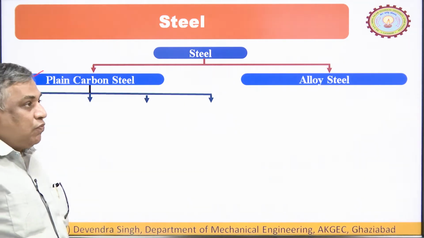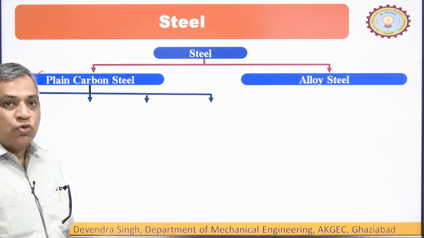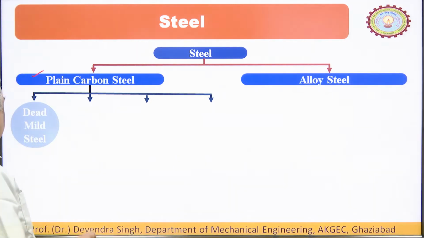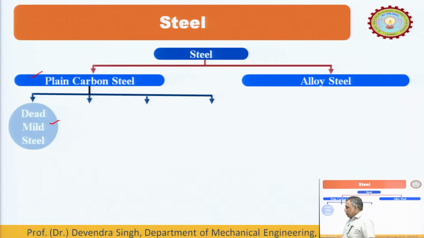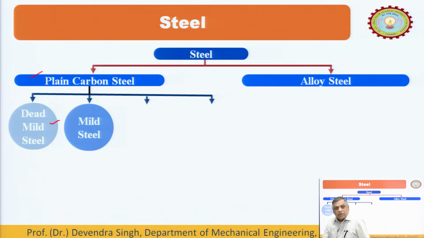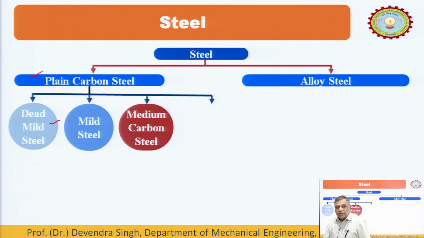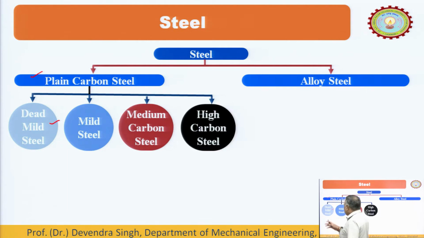Plain carbon steel is further classified into these four groups. First is dead mild steel, where the carbon percentage is less than 0.15%. Then second is the mild steel, third is the medium carbon steel, and fourth one is the high carbon steel. These plain carbon steels are classified on the basis of the average carbon percentage content in the steel.